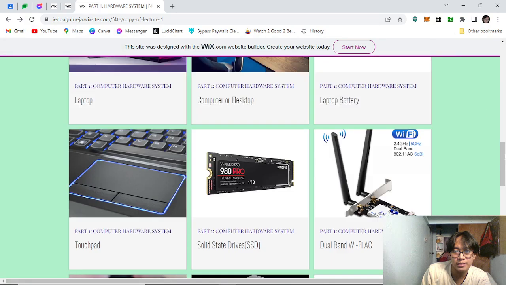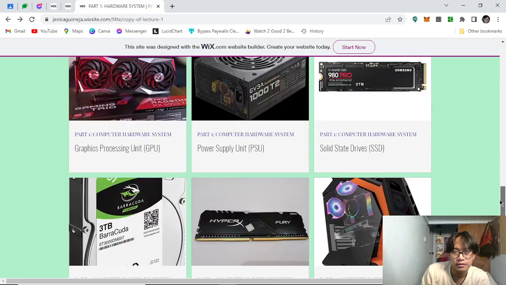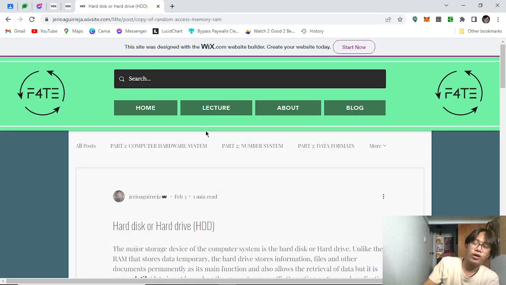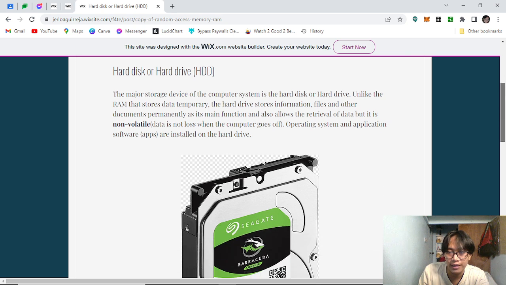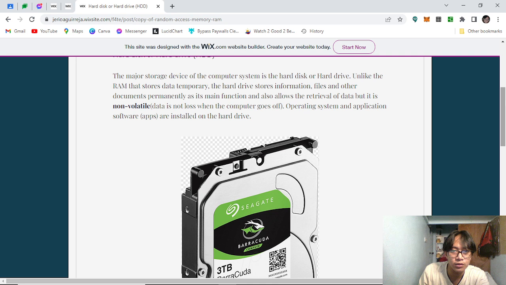So next is the HDD or hard disk drive. The major storage device of the computer system is the hard disk or hard drive. Unlike the RAM that stores data temporarily, the hard drive stores information, files, and other documents permanently as its main function, and also allows retrieval of the data, but it is non-volatile. Data is not lost when the computer goes off. So the operating system and application software or apps are installed on the hard drive.